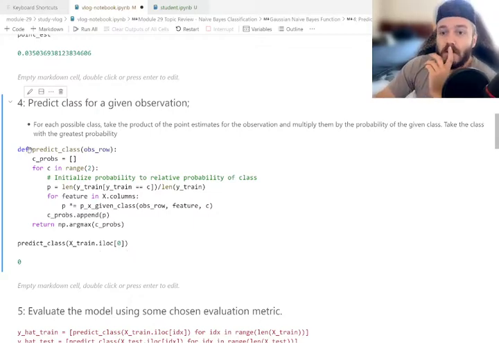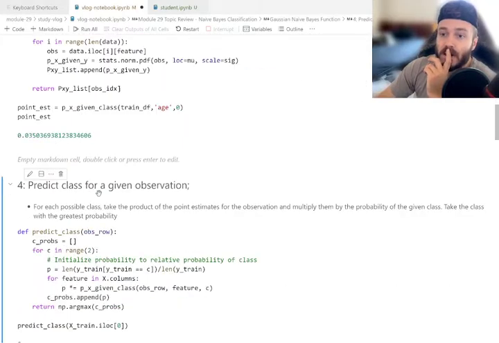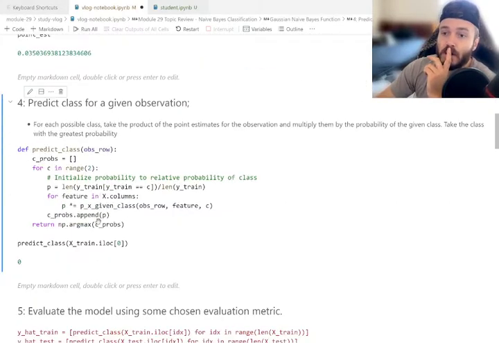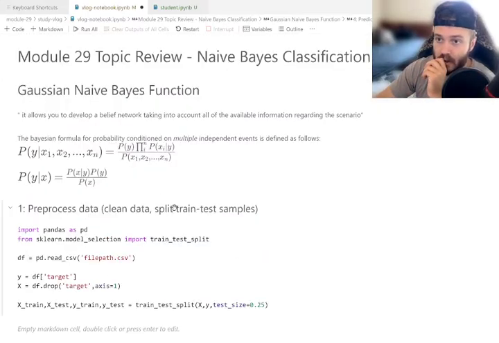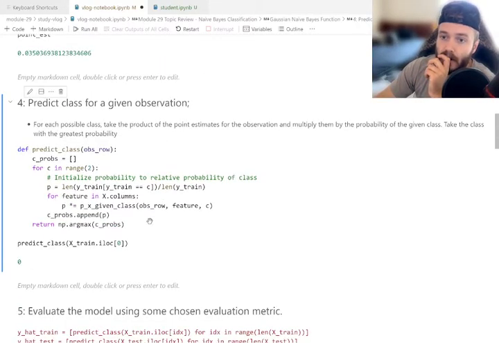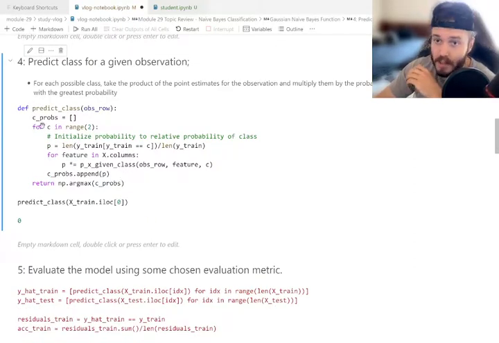So basically, you're going to use your point estimate function inside of this class prediction function, and you're going to calculate your point estimate, and that's going to be multiplied by the class probability, which is this part of the function here. We're going back and forth, creating this numerator right here. So basically cprobs is going to be 2 values, the probability of each class.